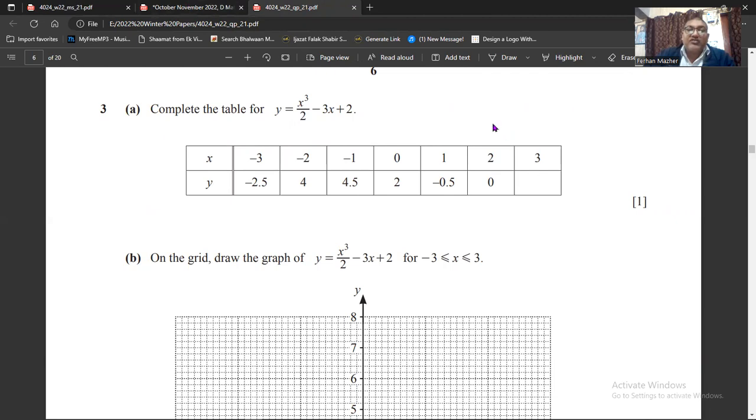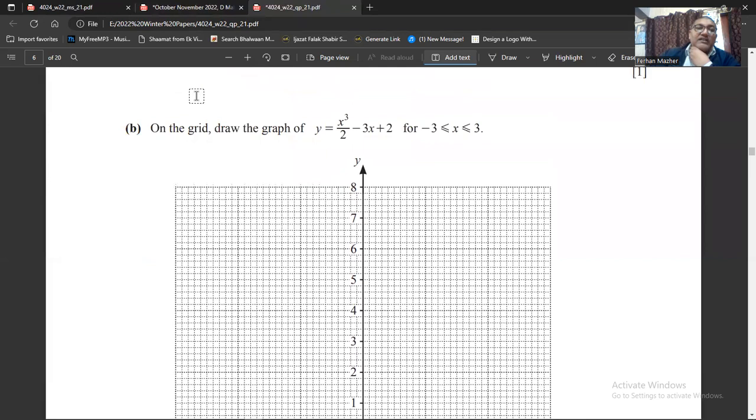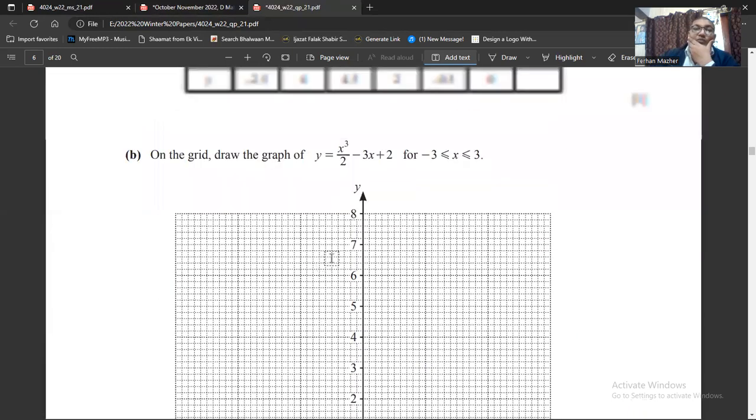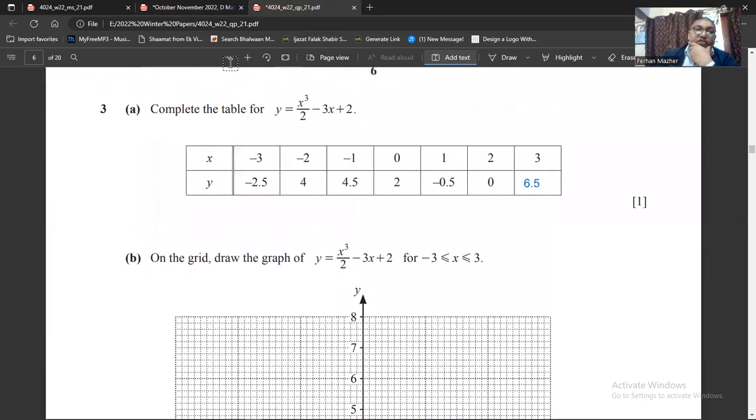So the number here is how much? It is 6.5. Okay. So this is the number here. So now I'm going to plot this, and here we have B part on the grid. Draw the graph of this from -3, this grid is already there. You just have to plot these points. So let's start.